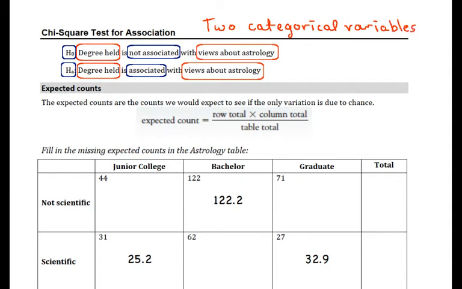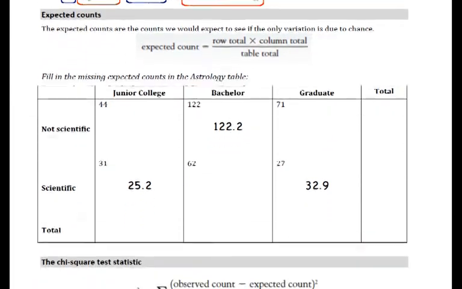If we contrast this to the chi-square goodness of fit test, that was for one categorical variable, where we were comparing it to some preconceived idea of what the counts should be equal to in all of those categories. So this is for comparing two categorical variables to see if there's any association.